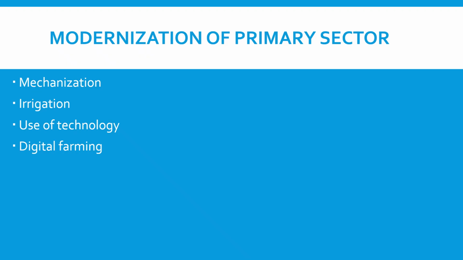Modernization of primary sector. Modernization includes mechanization in primary sector and irrigation, digital farming, use of technology and data.